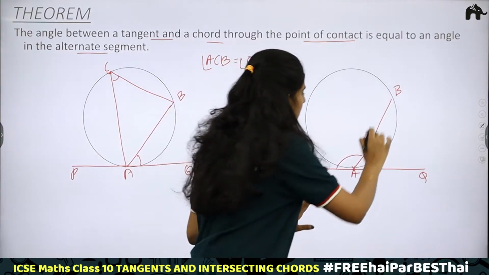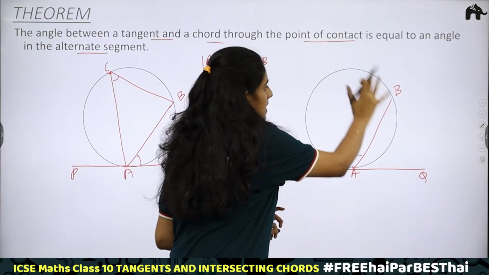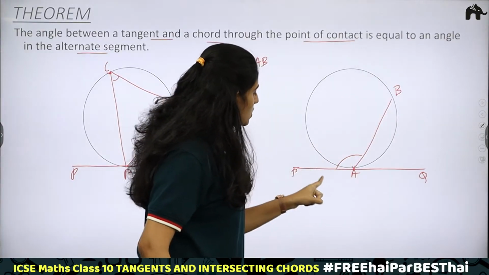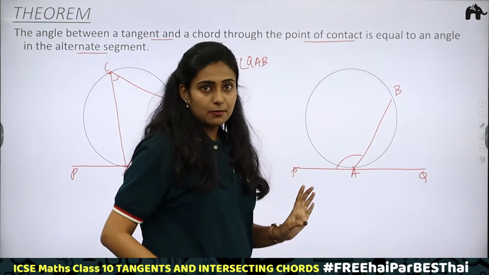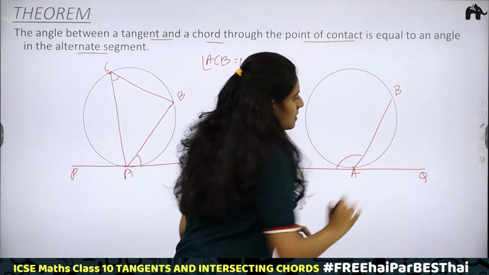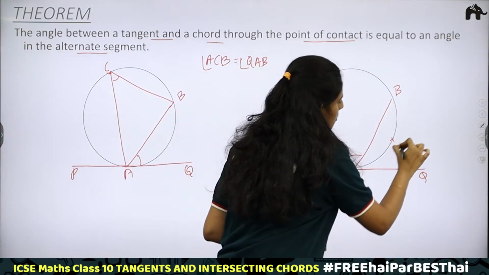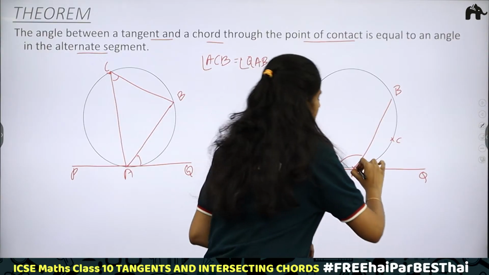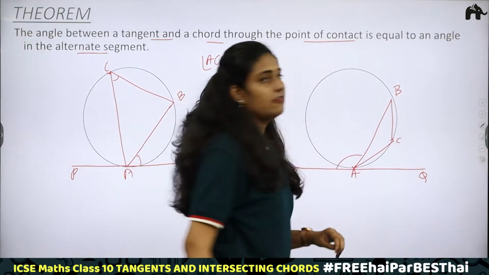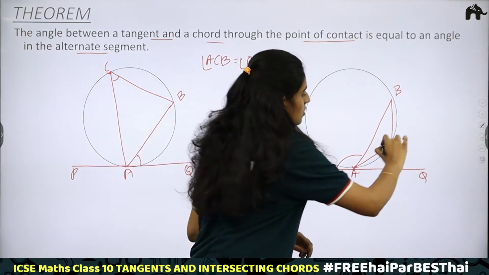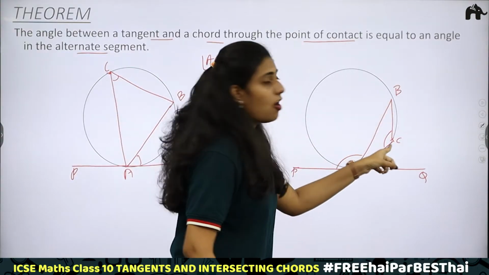Where does the alternate segment angle lie? Now this is a bigger segment. We have the angle formed between the tangent and chord in the bigger segment. Now which is the alternate segment? This minor segment, or the smaller one, is the alternate segment. In the alternate segment, I am considering a point C. Same as we did previously, from A and B we will be drawing straight lines to C. So this is the subtended angle, the angle subtended by chord AB in the alternate segment.